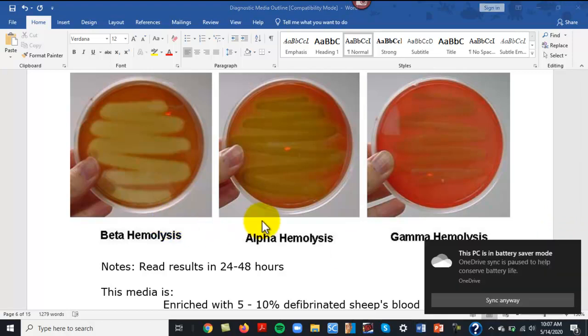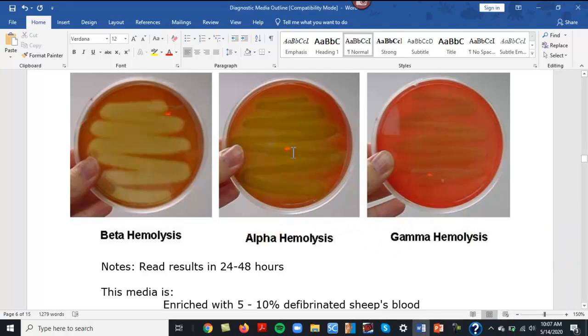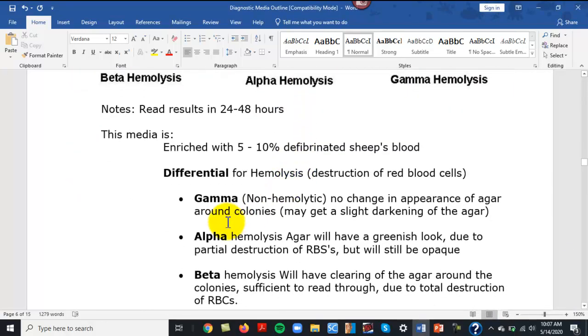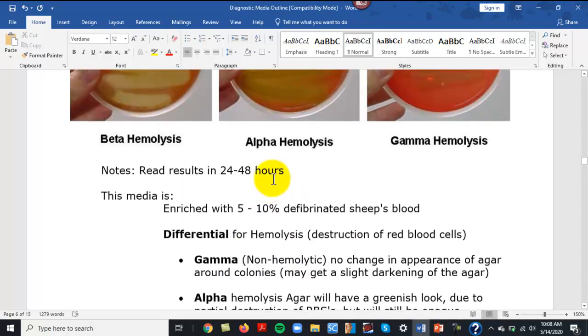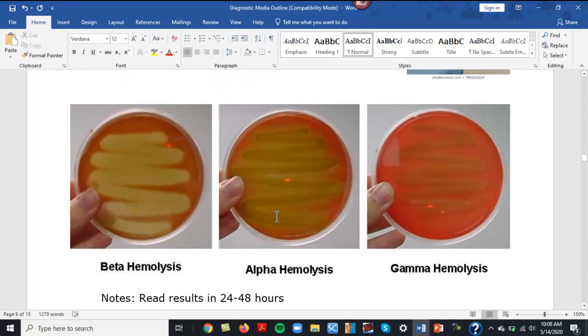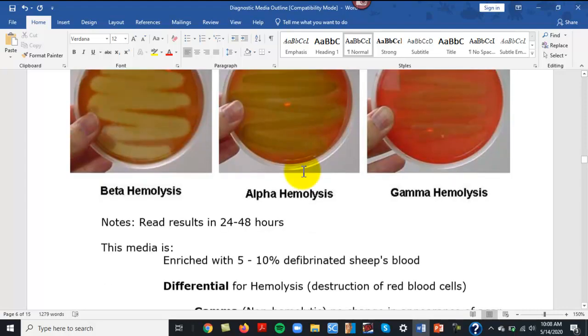And so the middle one is alpha hemolysis. A lot of times it has a green color to it. Kind of has this green, not that green, moss green. That means that you have an organism that can damage or partially destroy red blood cells.